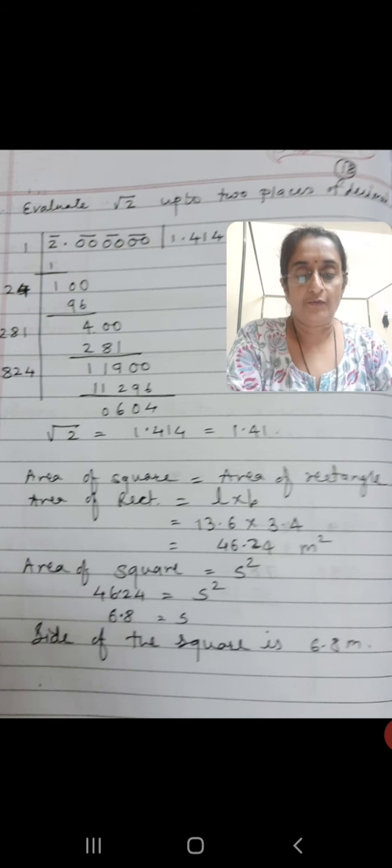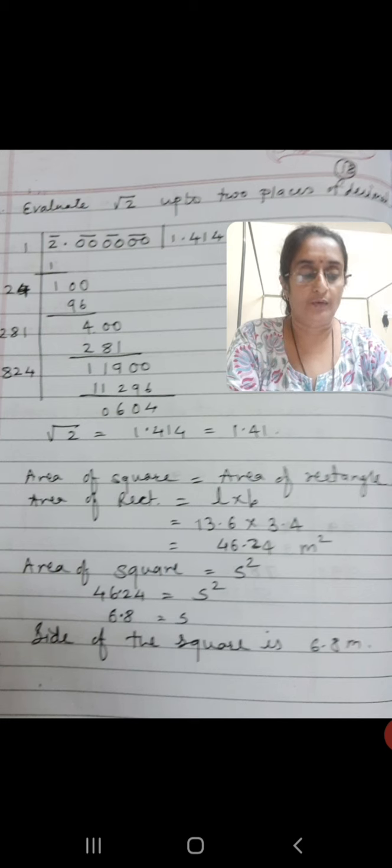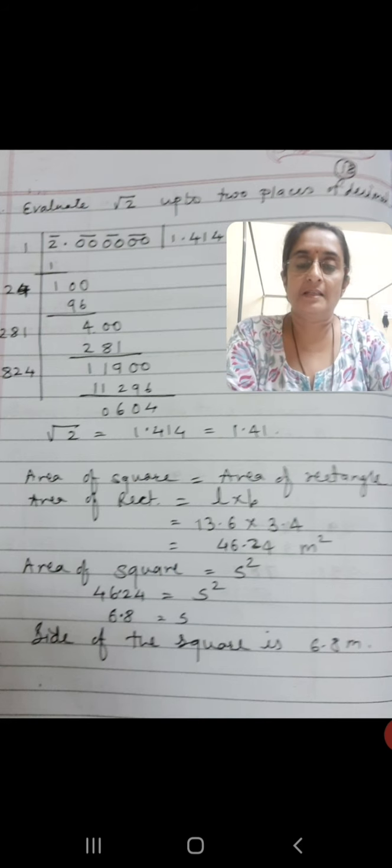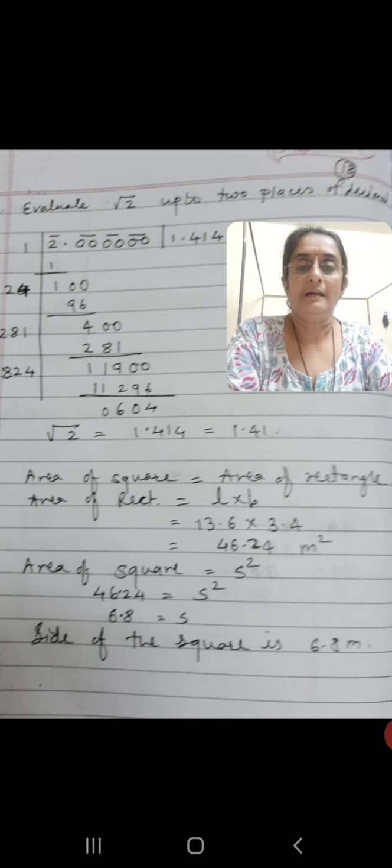It is told to find the length of each side of a square whose area is equal to the area of a rectangle of length 13.6 meters and breadth 3.4 meters. Here one square is there and one rectangle is there, and the area of both these figures is equal. It is told in the question. So I have written area of square is equal to area of rectangle. Now what is the area of a rectangle? That is L into B.